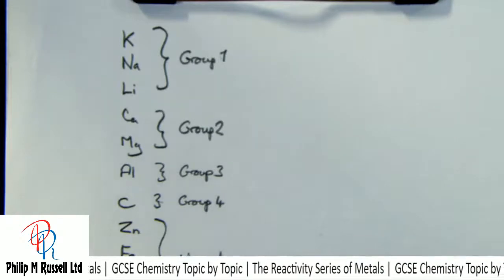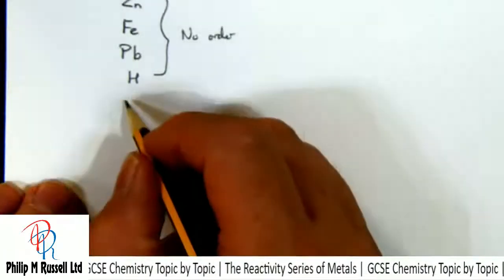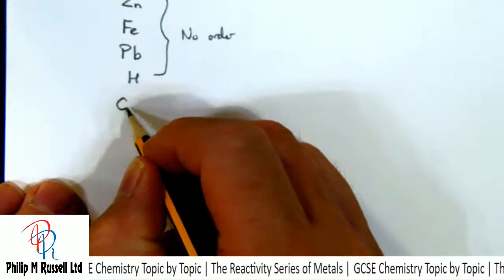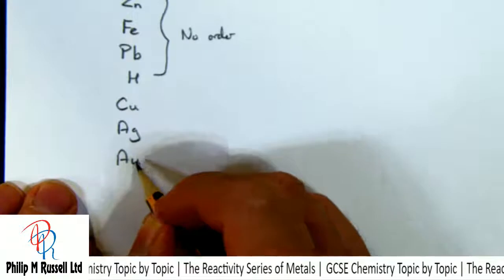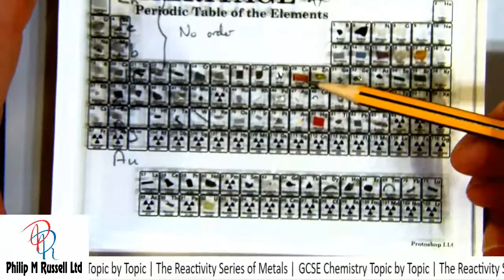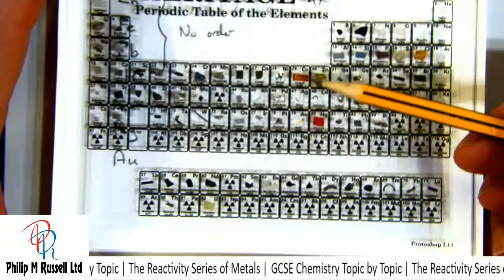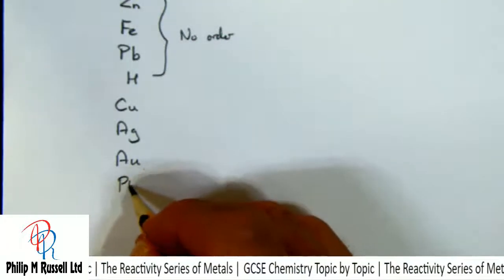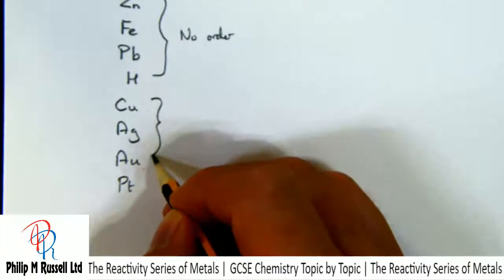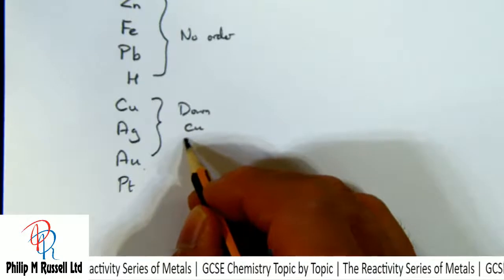But the last ones, they follow a different order. Here I've got copper, silver and gold. If I put my periodic table here, I've got copper, silver and gold, and the next one, platinum, is next to it, so it makes a sort of a J shape. And that here, if you like, is going down the copper group.